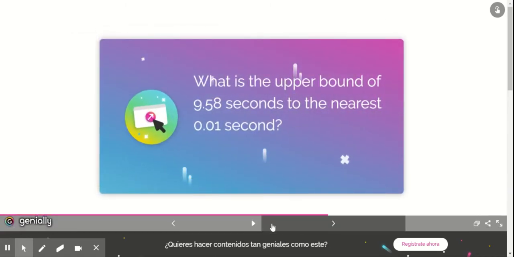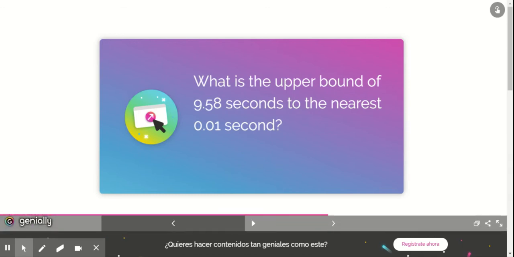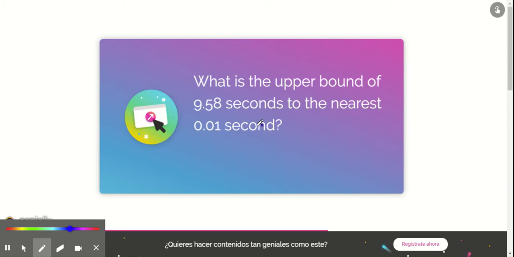So here we are going to work with this example. What is the upper bound of 9.58 seconds to the nearest 0.001 second? First of all, remember that when we are dealing with this kind of expression, to the nearest 0.001 second, it's a way of mentioning the degree of accuracy in a generic way.